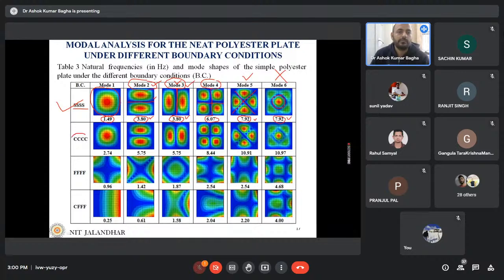For the clamped boundary condition, the plate is clamped from all the sides. This is the fundamental frequency and this is the mode shape. This is the second fundamental frequency, and there is one nodal line. This is the third fundamental frequency, and there is a nodal line. This is the fourth fundamental frequency, and there is a nodal line.